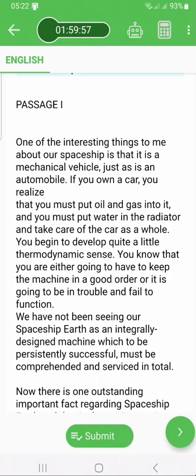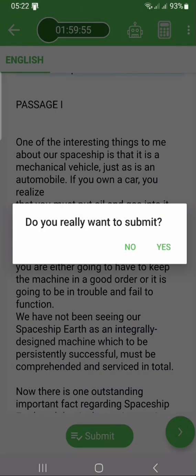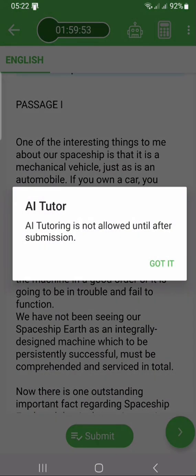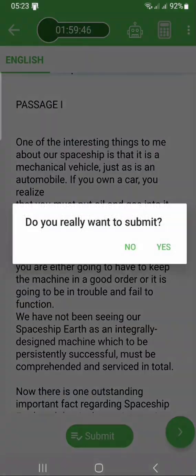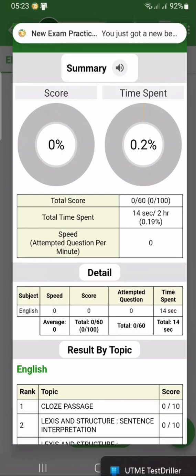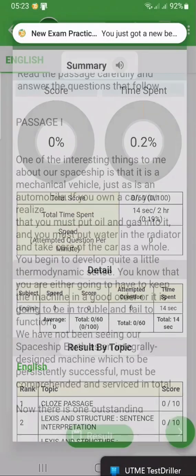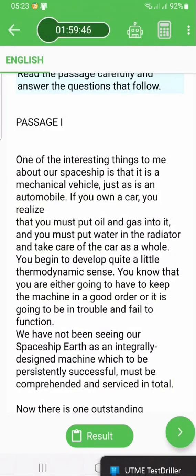What I'm going to do is quickly submit so that we'll be able to use the AI tutor. If you don't submit, you won't be able to access the AI tutor since you are still taking the exam or test. But once you submit, then you'll be able to use it. So let's take a look at how it works.